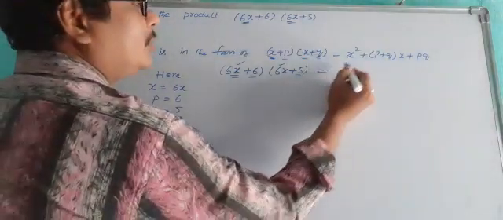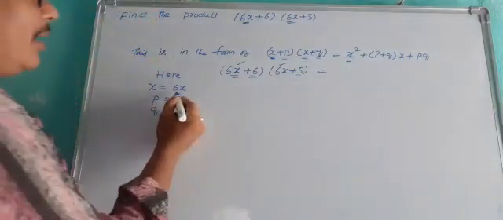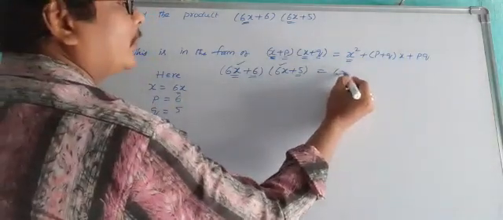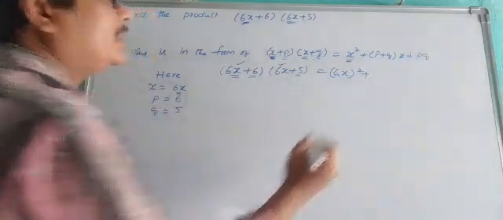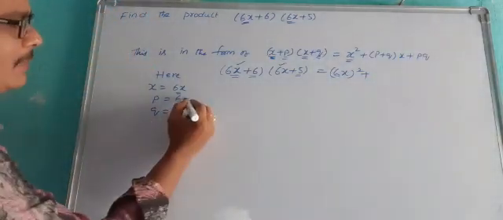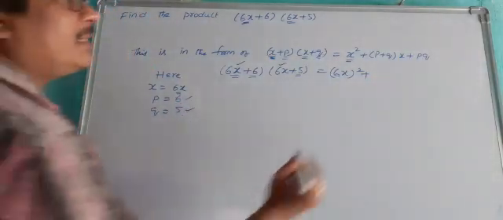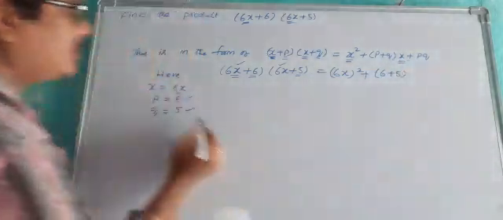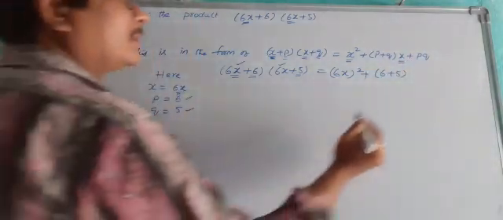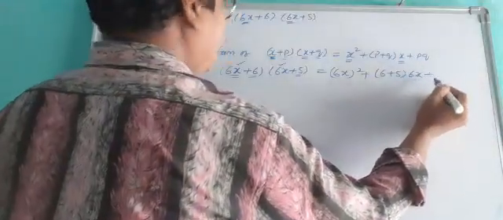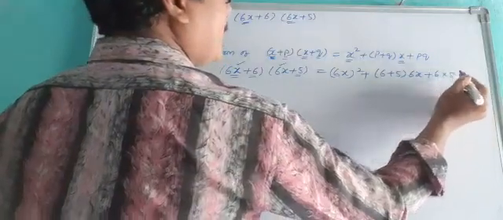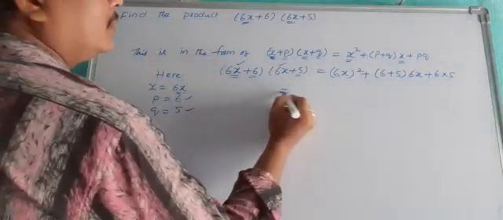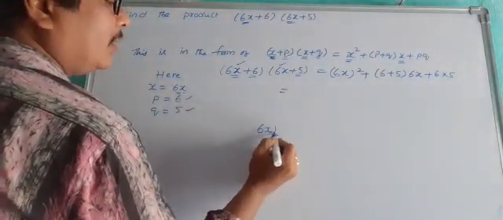Now I have to substitute. x means (6x)², plus (p + q), p means 6, q means 5, so 6 + 5, into x, here x equals 6x, plus p into q, 6 into 5. So (6x)².